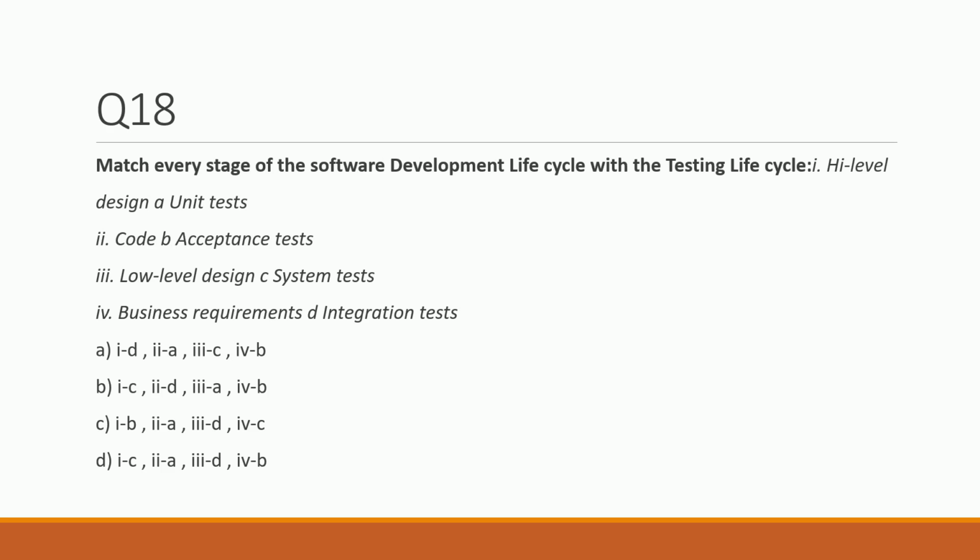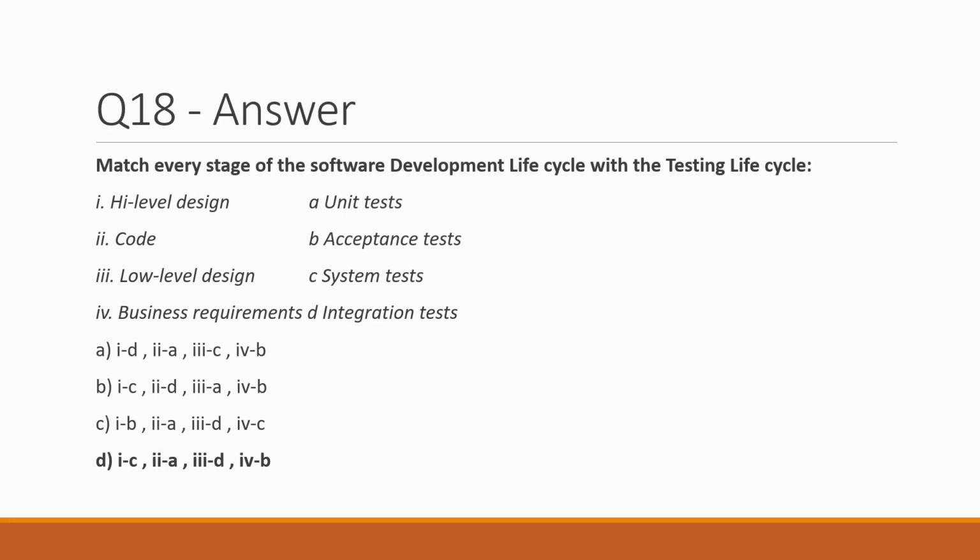Question 18 is match every stage of the software development lifecycle with the testing lifecycle. So high-level design, unit tests, code, acceptance test, low-level design, system test, business requirements, and integration test. So as per the V model, we know that high-level design maps to system test, code maps to unit test, low-level design maps to integration test, and the business requirements map to the acceptance test.